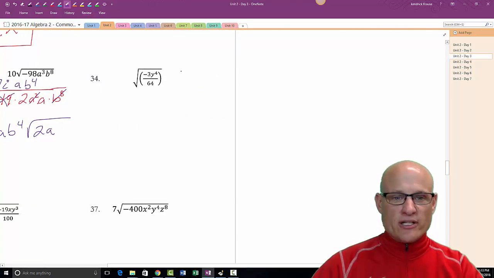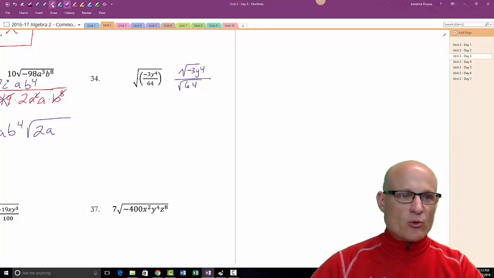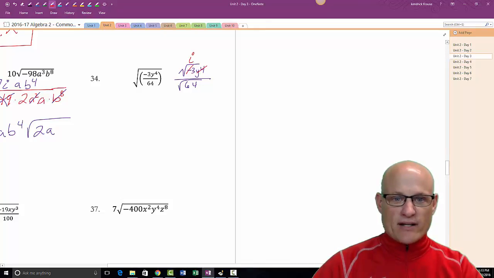So this is really equal to the square root of negative 3y to the 4th over 64. The square root of negative is i. The square root of y to the 4th is y squared. And the square root of 64 is 8. So you end up with i y squared square root of 3, all over 8.